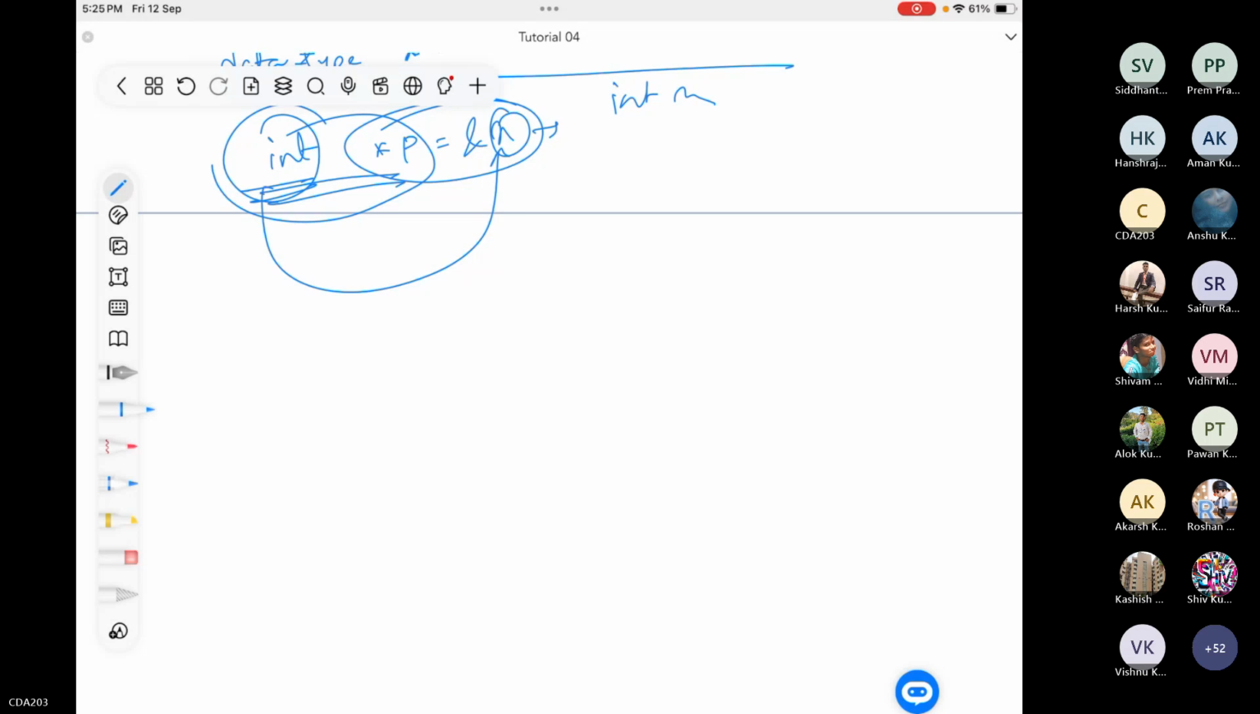So dereferencing, do you have an idea about dereference? Then I'm not going to discuss dereferencing a pointer. You can see the handwriting is not clear.